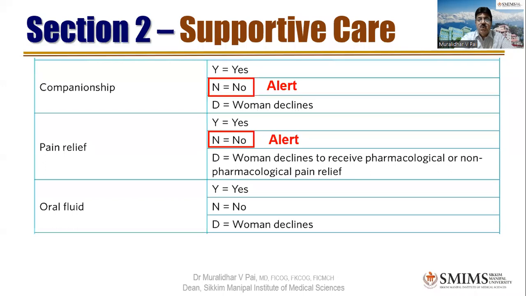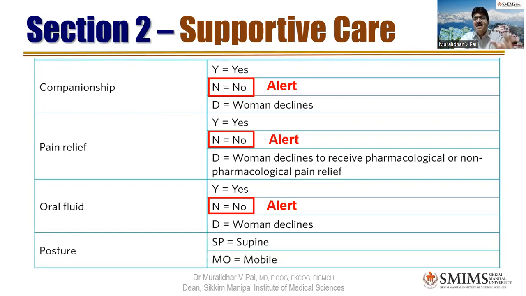Third observation is oral fluids, whether she has taken oral fluids or not. If she has taken, you write Y. If she has not taken, you write N. If she has declined, you write D. But if you see N in your column, that means it is to be alerted. So here, alert is at every level, not just the alert line.